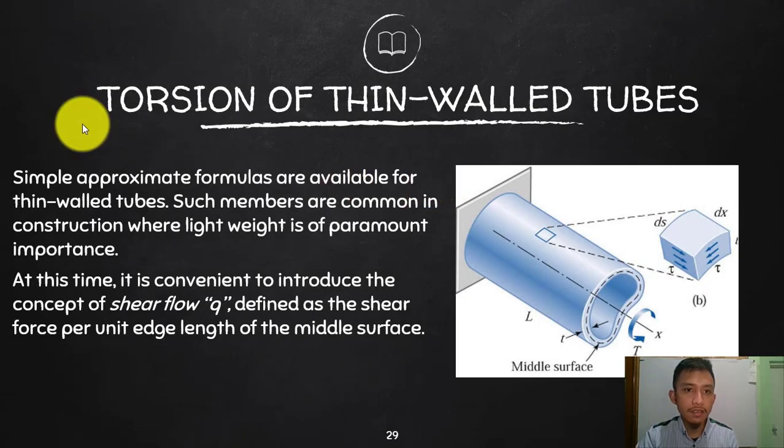Okay, so torsion of thin-walled tubes. So simple approximate formulas are available for thin-walled tubes. So these formulas are approximate, not that exact. But up to this time, this is the simplest solution acceptable for the analysis of thin-walled tubes. Okay. So such members are common in construction where light weight is of paramount importance.